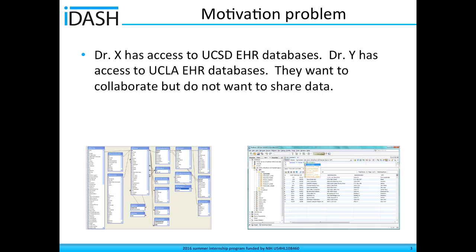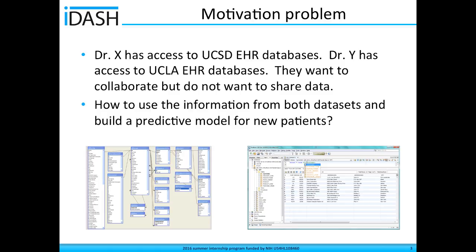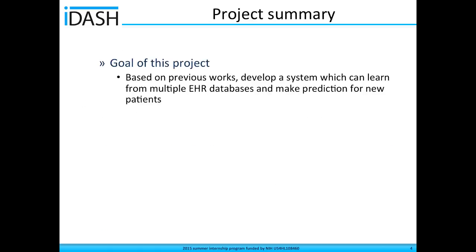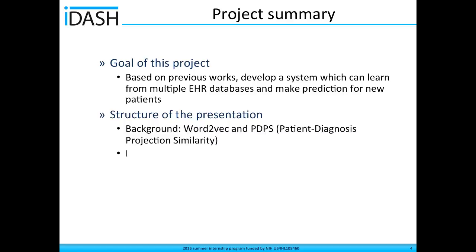So to motivate our problem, suppose that we have 2 researchers, Dr. X and Dr. Y, and each of them has access to one EHR database. They want to collaborate to build a global model, but they don't want to share the data. So how can they solve this problem? This is the goal of our project. We want to, based on the previous work, develop a system which can learn from multiple databases. Also, we want to make predictions for new patients.